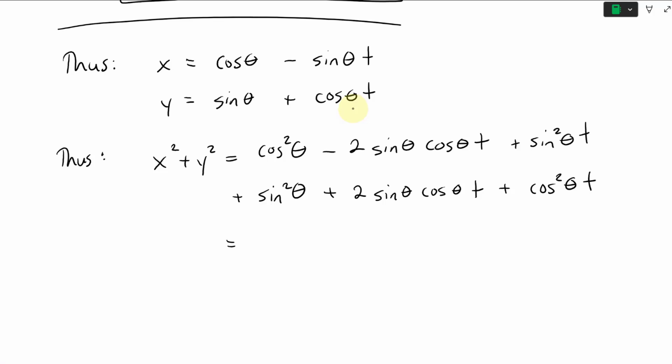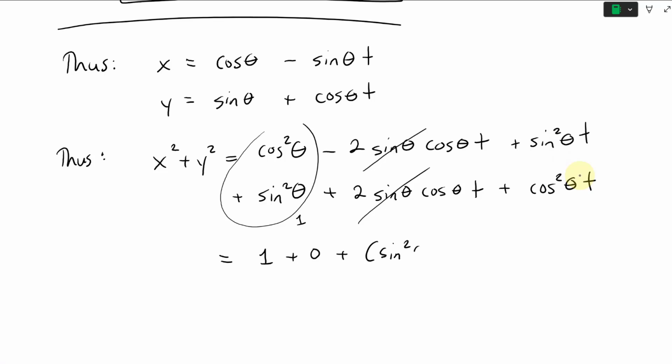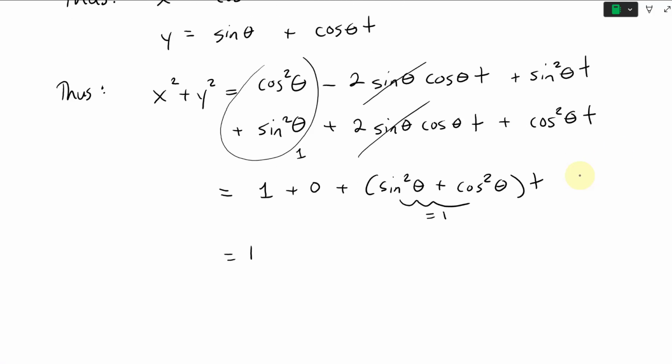Alright, so what we end up having is, this part right here equals 1. This is just 1. Now this right here cancels, so we have that, which is canceled. It's going to be equal to 0. And then plus, right here now we have sine squared theta plus cosine squared theta. We can factor out the t squared, so what we'll get is sine squared theta plus cosine squared theta times t squared. So in other words, this equals 1. So what we end up having is 1 plus t squared. That's all that algebra.